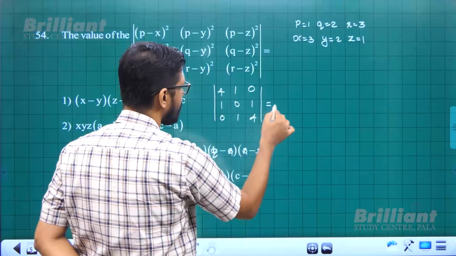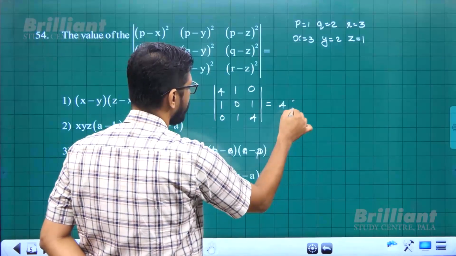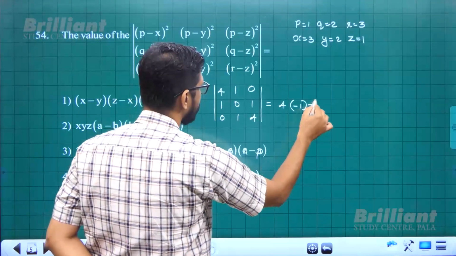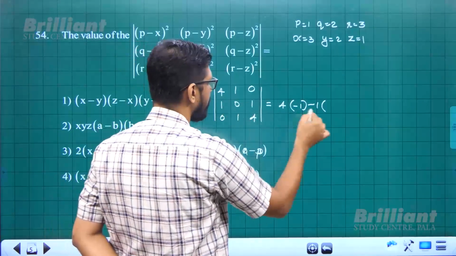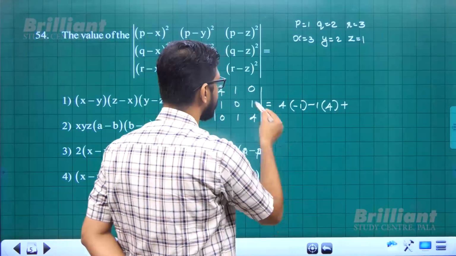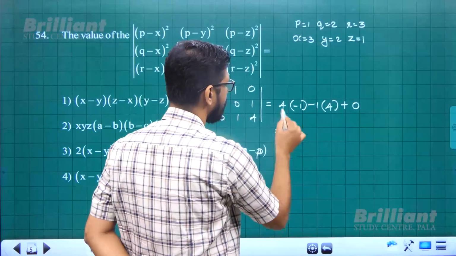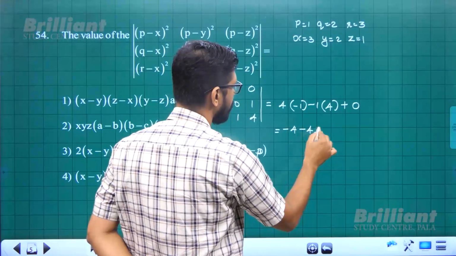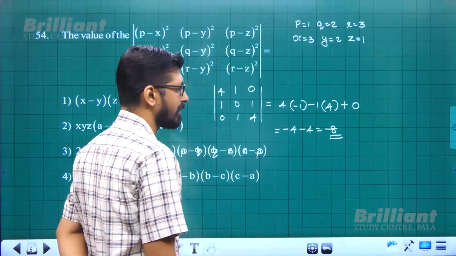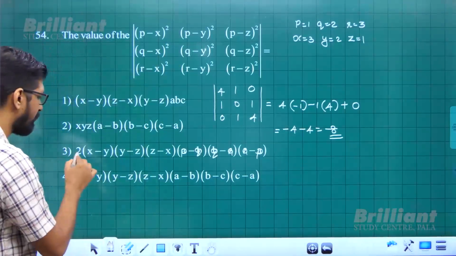ഡിറ്റർമിനന്റ് എക്സ്പാൻഡ് ചെയ്താൽ 4 into 0 minus 1 minus 1 into 4 minus 0 plus 0, and that is equal to minus 4 minus 4, that is equal to minus 8 എന്ന് വരും. നെഗറ്റീവ് 8 എന്നല്ല ഇത് കിട്ടുന്നത്. നിങ്ങൾ ഈ ഓപ്ഷനിൽ ഒന്ന് ഇട്ട് കൊടുത്ത് നോക്കുക.